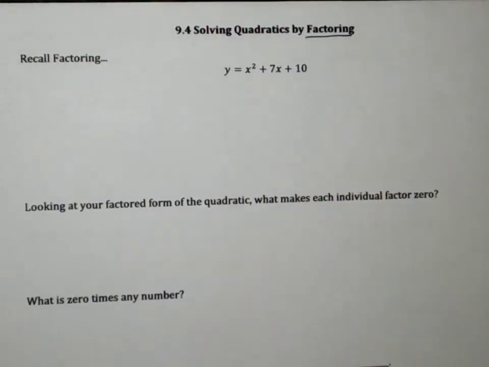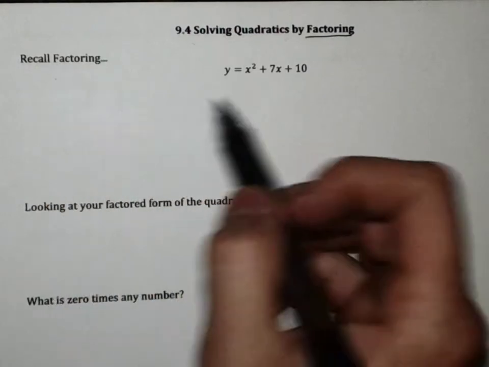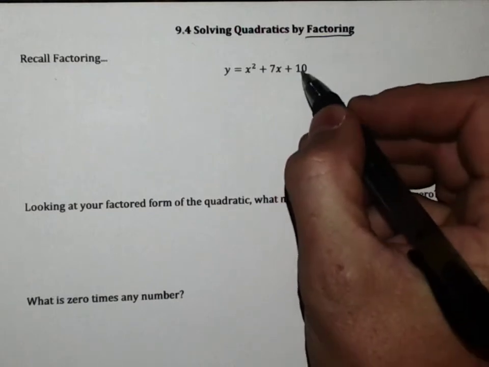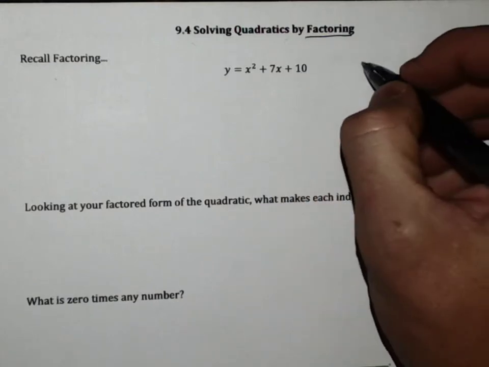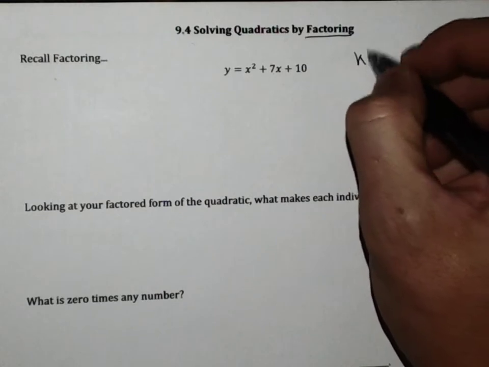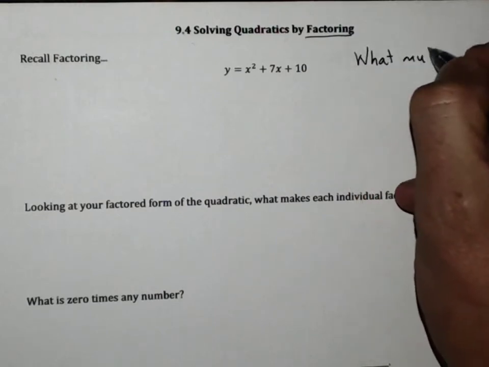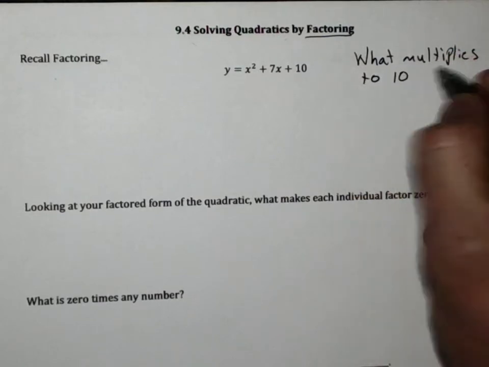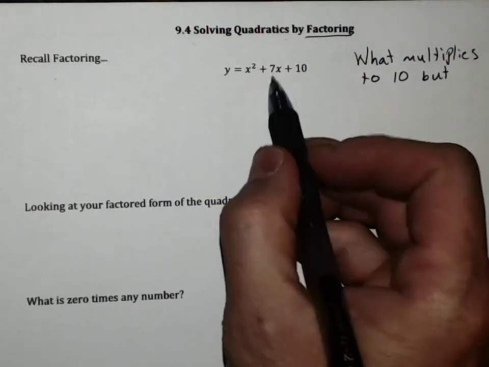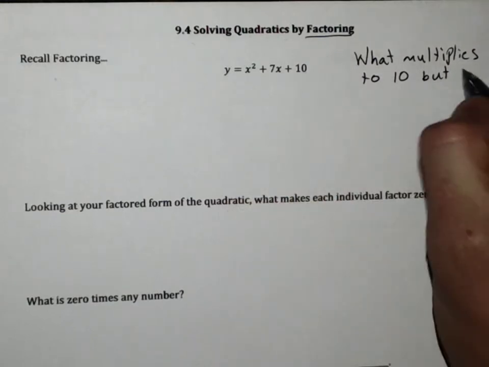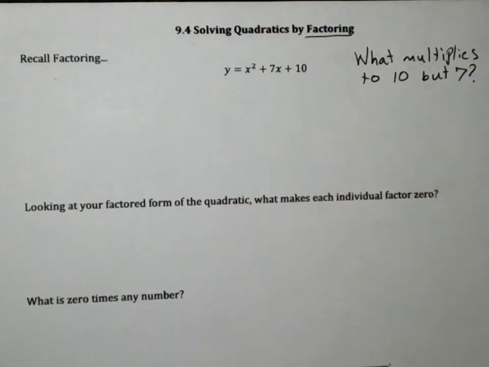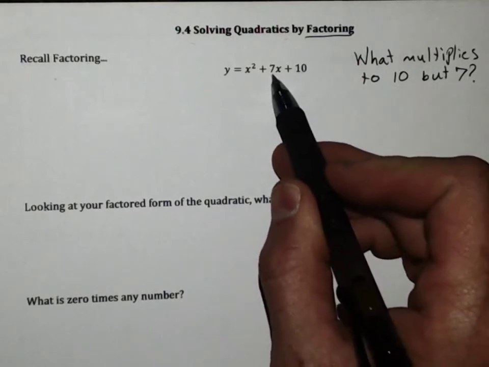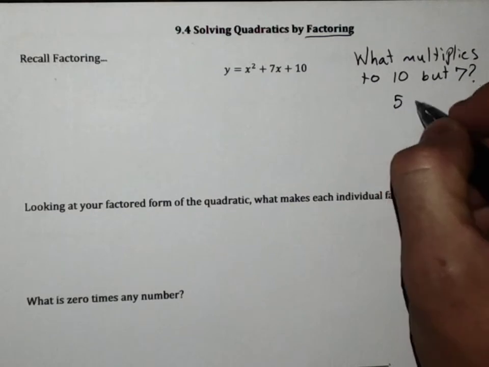So one of the first things we're going to have to do is remember how to factor. So here's our first little problem we're going to start with. Remember that the 10 is our target number. We need to ask ourselves the question, what multiplies to 10 but adds to the coefficient of the linear term 7? So we need to think about two numbers that multiply to equal 10 but add to equal 7, 5 and 2.